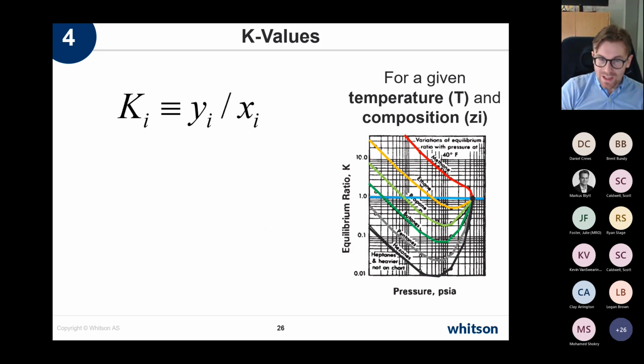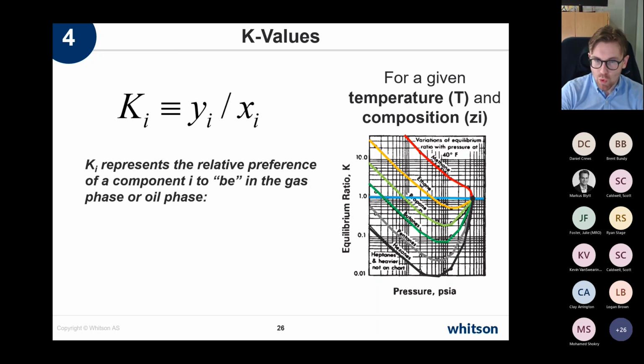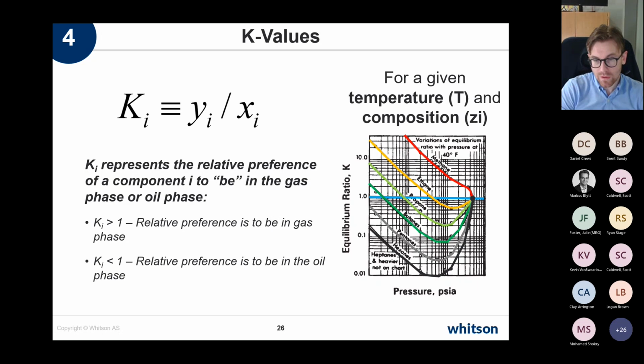So K values, it's just the compositions going into the gas phase, Yi, divided by the compositions going into the oil phase, which is Xi. And this creates a ratio. You get a ratio that will be different for all the different components. This ratio just represents the relative preference of a component to be in the gas phase or in the oil phase. Which means if the K value is higher than 1, the relative preference is to be in the gas phase. And if the K value is less than 1, the relative preference is to be in the oil phase.